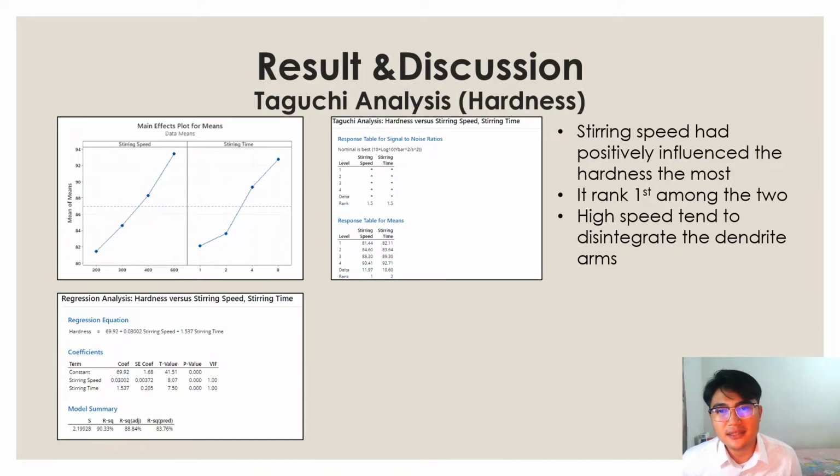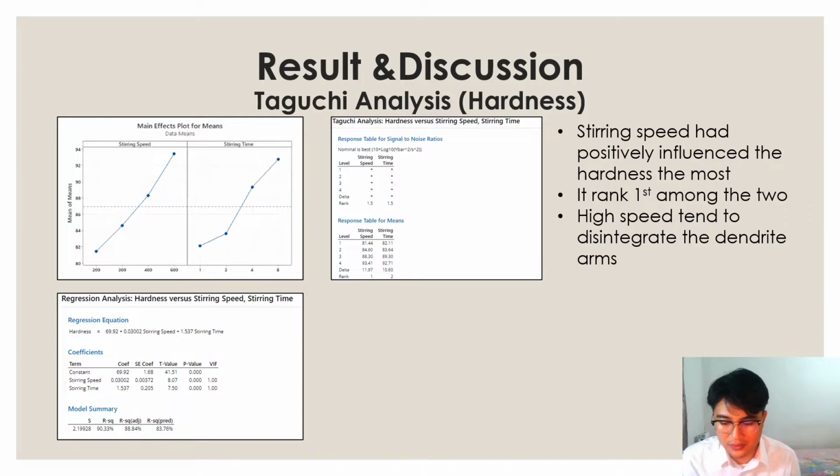For the Taguchi analysis on hardness, from the graph we can see that the stirring speed has the most positive influence on the hardness. It ranked first among the two, closely followed by the stirring time. The high speed tends to disintegrate the dendrite arms, thus it influences the hardness of the magnesium alloy. From the graph you can see that the stirring speed has a very high mean of means compared to stirring time, and the response table shows that stirring speed ranks first, followed by stirring time.